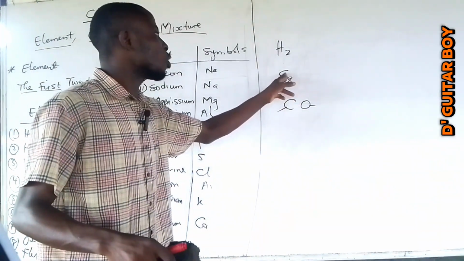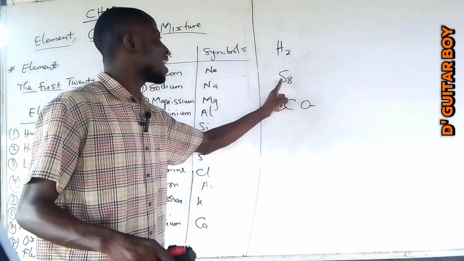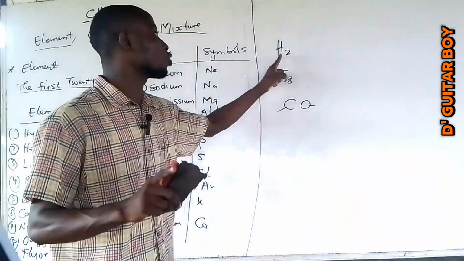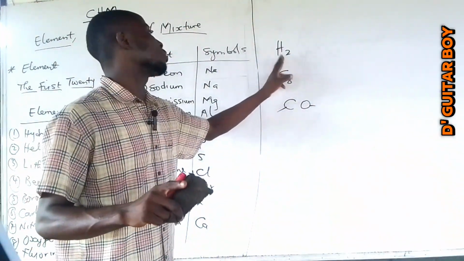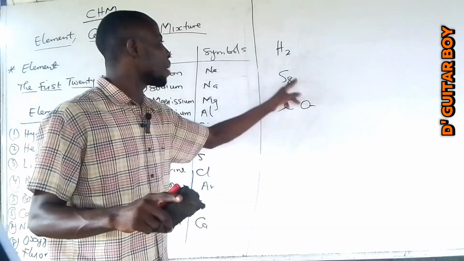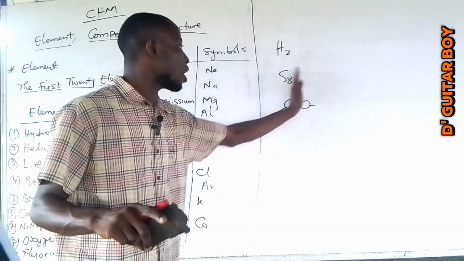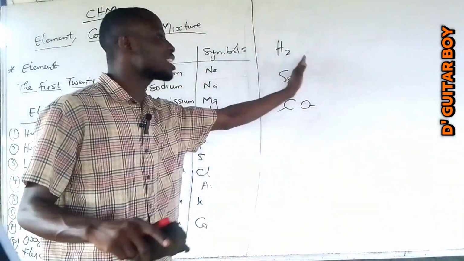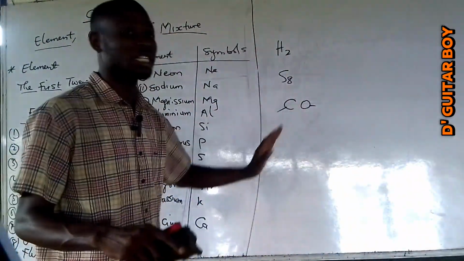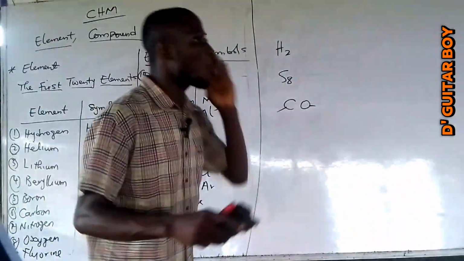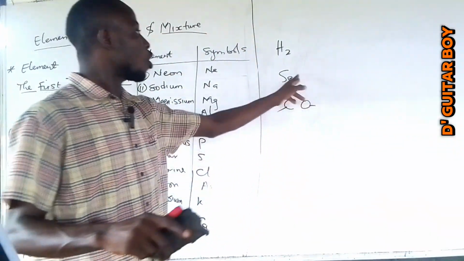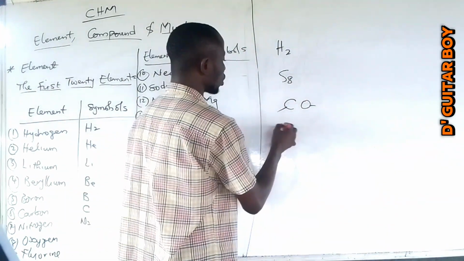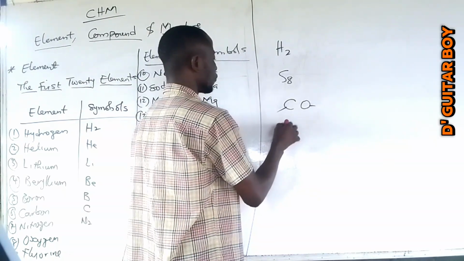In this part, it does not. It only consists of one element, which is sulfur. This one only consists of hydrogen, one element. So no matter the number here, in as much as it is sulfur, it is an element. This one is hydrogen, you see it as an element. This one is a compound. So an element is just one element. A compound consists of two or more elements. Another example of a compound is magnesium sulfate.